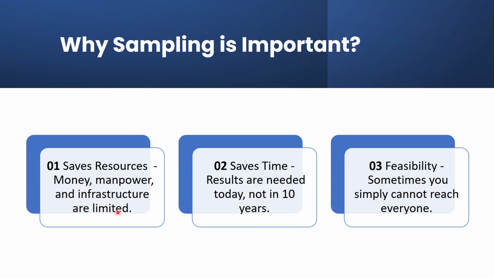And the infrastructure is also limited. For data storage and for many other purposes, you require a lot of infrastructure for collecting the data, processing the data, everything. So once the volume of the data is too huge, then the infrastructure required also will be very huge. So if at all we go with sampling, then we will be saving on money, manpower, and the infrastructure that you need will be limited.